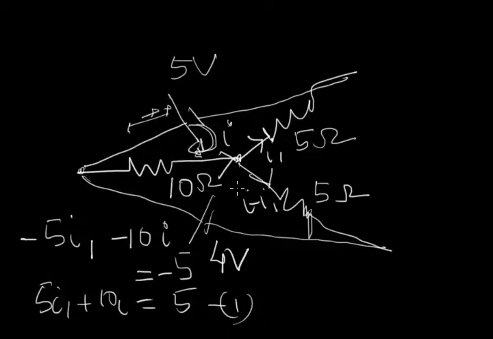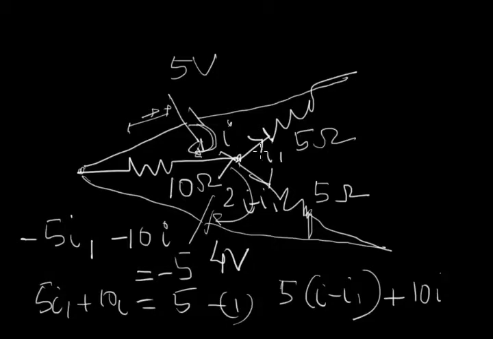Now the second equation, the second loop is in this direction. For the second loop, I am moving in this direction. The current is also in this direction, so it is 5 into I minus I1. I am moving in this direction, the current is also moving in this direction, so it is plus 10I. And here I am also moving in this direction and the battery is also giving current in this direction, so that is plus 4. So now you solve for 1 and 2 and find I.